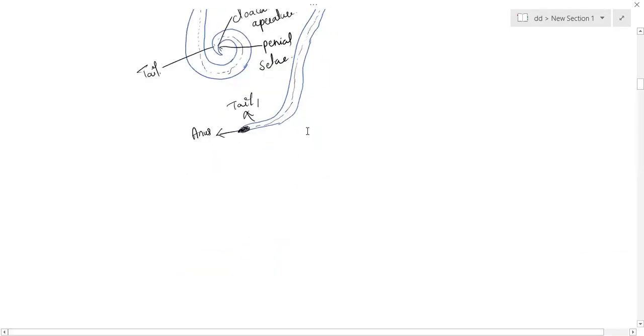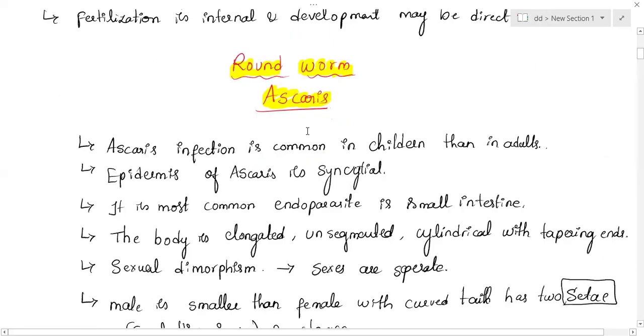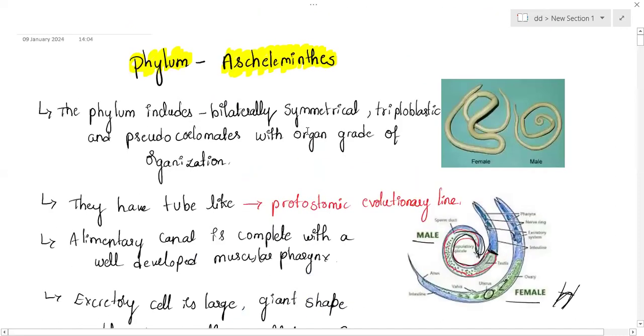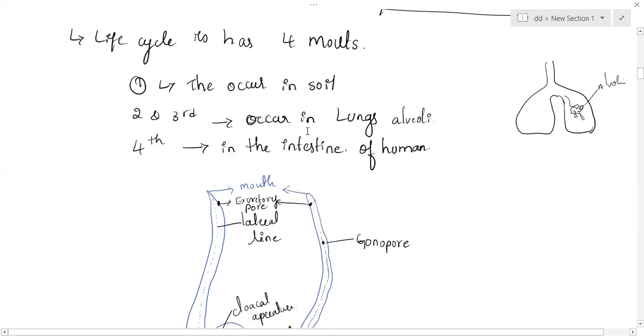Okay. So this is about the ascaris. Ascaris is nothing but a roundworm. So we have discussed the phylum Aschelminthes in this class, right? Understood? Yes, ma'am.